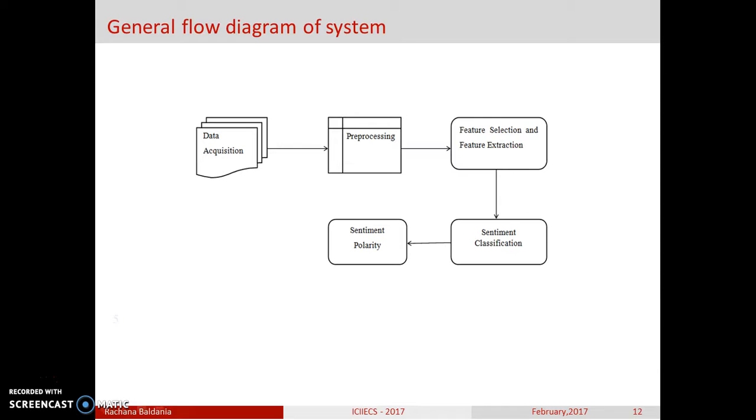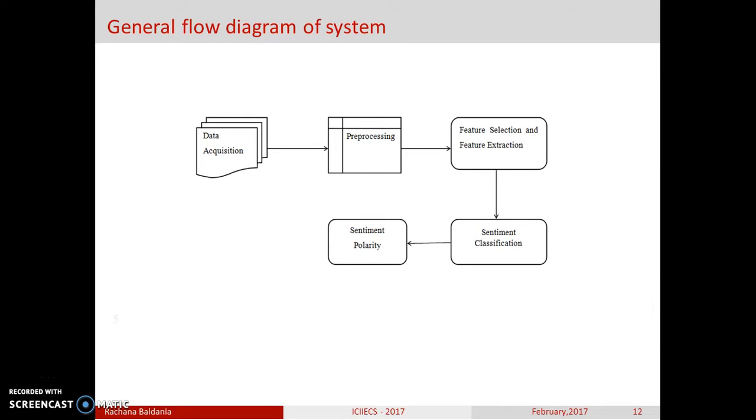Next phase is feature selection and feature extraction. Feature selection means the process of selecting only relevant features to use in model construction, and feature extraction means when the input data to an algorithm is too large to be processed and it is suspected to be redundant, then it can be transformed into a reduced set of features.